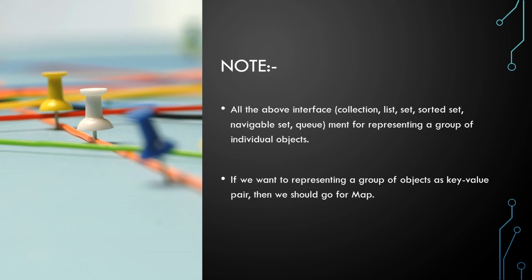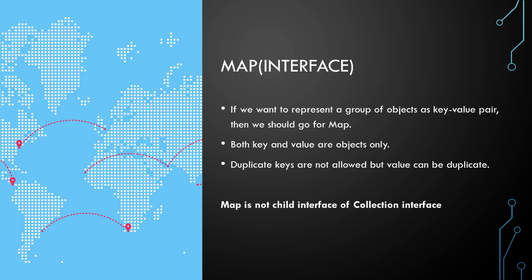But if we want to represent a group of objects as a key value pair, then we should go for a map. Both keys and values are objects only. Duplicate keys are not allowed, but values can be duplicated, because we have to identify the values based on the keys. Map is not a child interface of the collection interface.